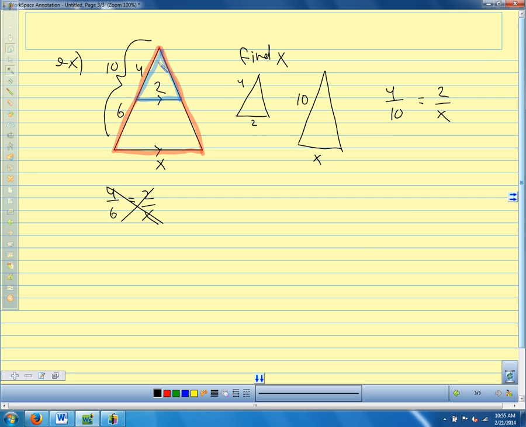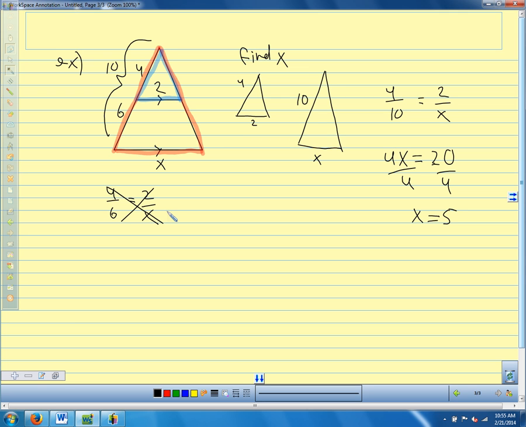Figure out the whole length of the side of this big triangle, the big red triangle. And now we can solve our proportion. We get 4x, cross multiply, equals 20. Divide by 4, and x equals 5. So this one was one where we needed to be a little bit careful. Make sure you're comparing the same parts with each ratio.